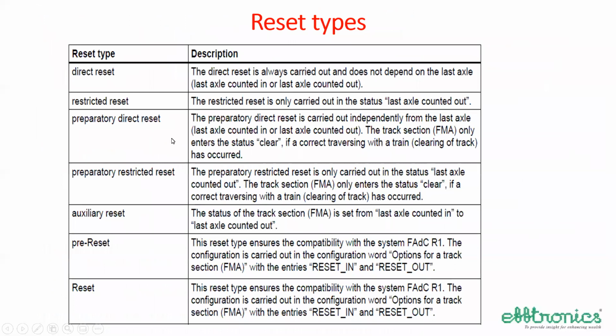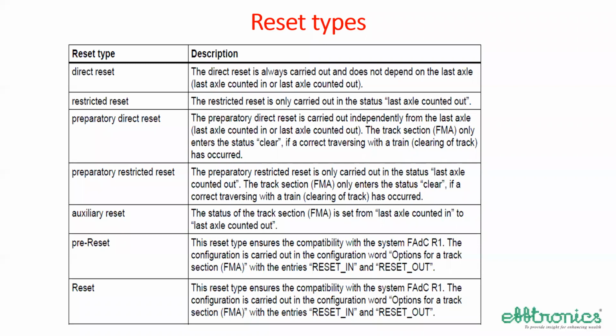We can see something like this. Here almost 7 or 8 types of resets are shown: direct reset, restricted reset, preparatory direct reset. The names given are different. For example, in a section only in counts are there, not a single out count is there, or the last count is not the out count. Then there is a possibility that there is a train inside the section. But still, since the system has gone into a fault mode, it has to be brought back by resetting. So the system says that the last count indicates that most probably there is a train inside. That is why more care has to be taken by verifying the records, and verifying physically by one or more agencies.